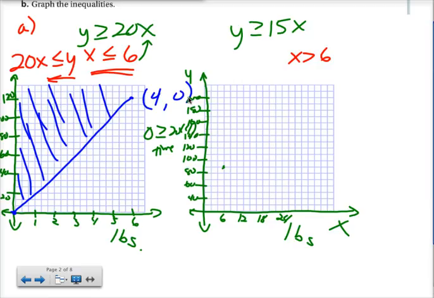So at 12, I have 180. And yeah, we could have used slope for this one too, because it is 15 for the slope, so up 15 and over 1. So there is a line. And again, it's greater than or equal to, so we can realize that that's going to be up. And shade in that region right there.